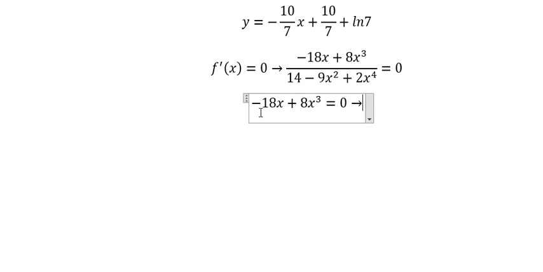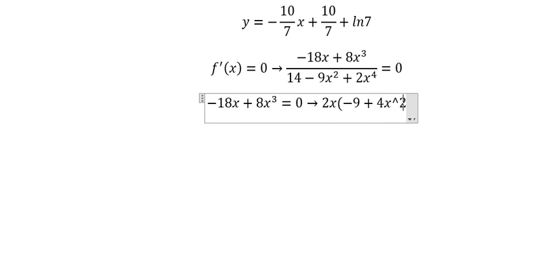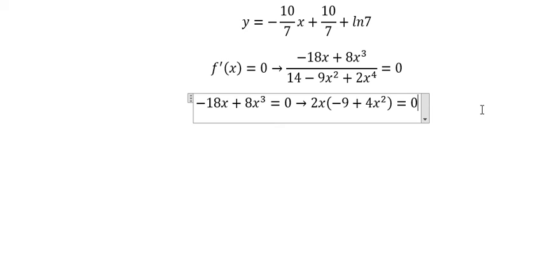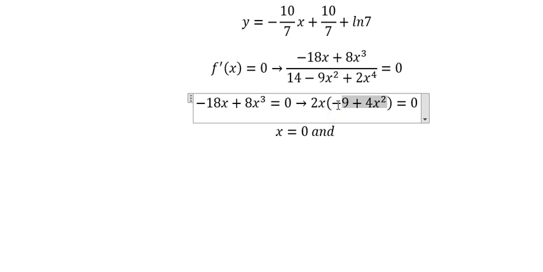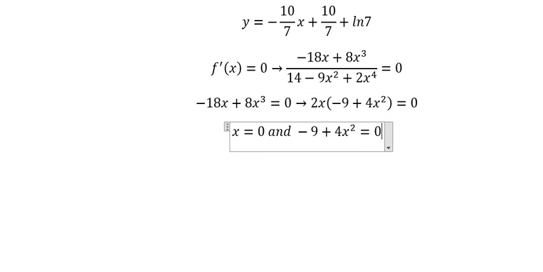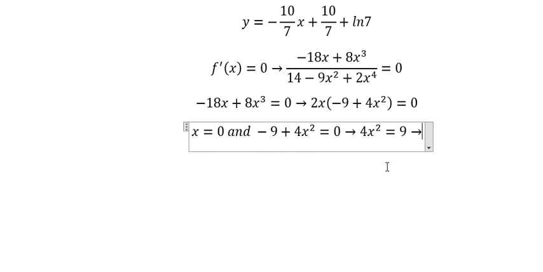And now we need to find the value of s. So we have 8s to the power of 3 and negative 18s. We can do factorization. So we will have s equals number 0, and this one equals number 0. So I will put negative number 9 to the right, and we divide both sides by number 4.